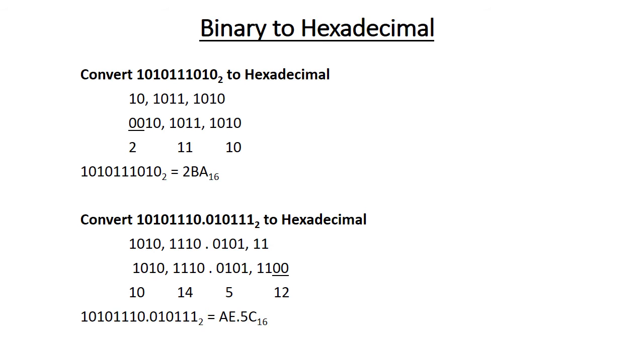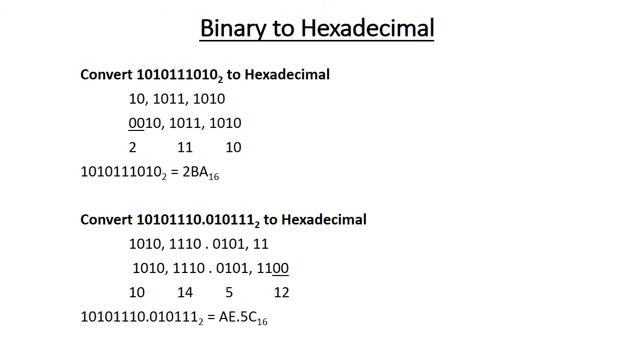Now the hexadecimal equivalent of that 0010, 1011 and 1010 is written there: 2, 11 and 10. And the 11 and 10 can be written in a different manner, like B and A. Hexadecimal numbers go from 0 to 15, or we can say 0 to 9 and A to F. So 1010111010 to the base 2 is equivalent to 2BA to the base 16.